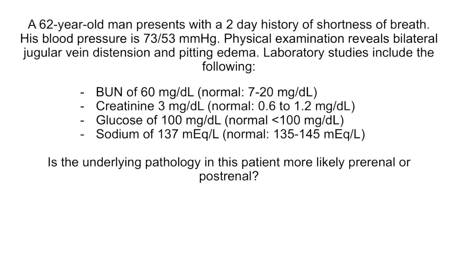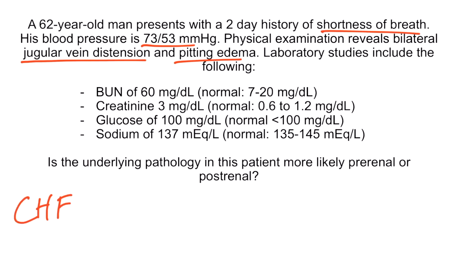A 62-year-old man presents with a 2-day history of shortness of breath. His blood pressure is 73/53. Physical examination reveals bilateral jugular vein distension and pitting edema. Laboratory studies include the following: a BUN of 60, a creatinine of 3, glucose of 100, and a sodium of 137. Now, is the underlying pathology in this patient more likely pre-renal or post-renal? So the symptoms the patient demonstrated, low blood pressure, pitting edema, jugular vein distension, and shortness of breath, all indicate likely congestive heart failure.